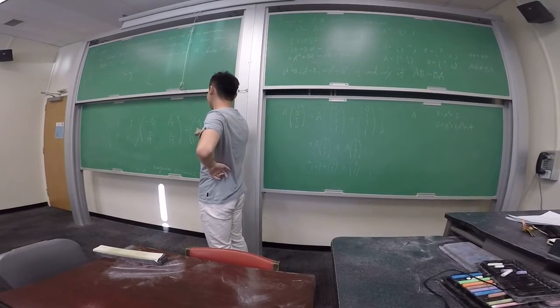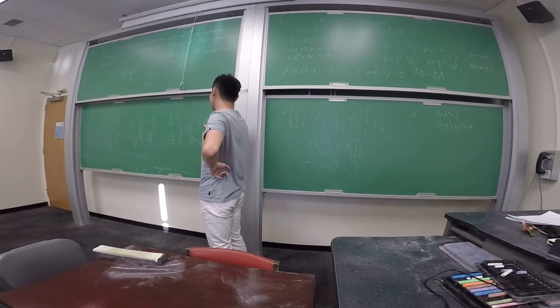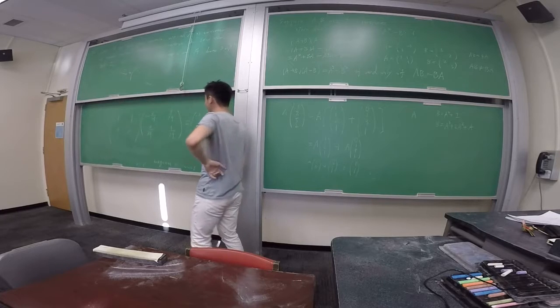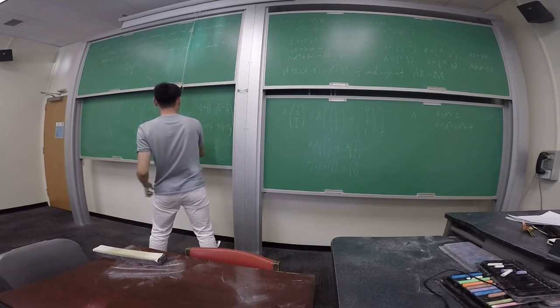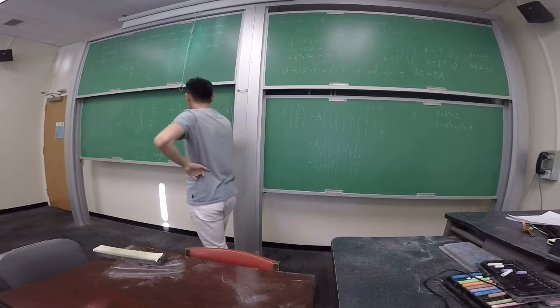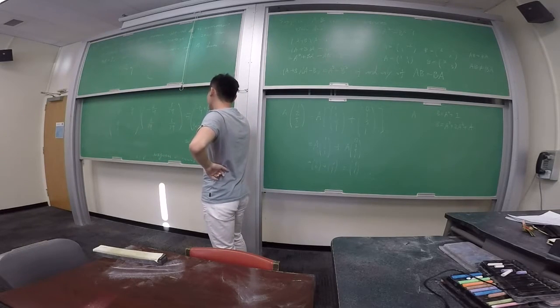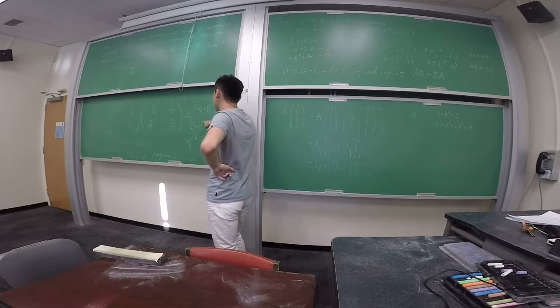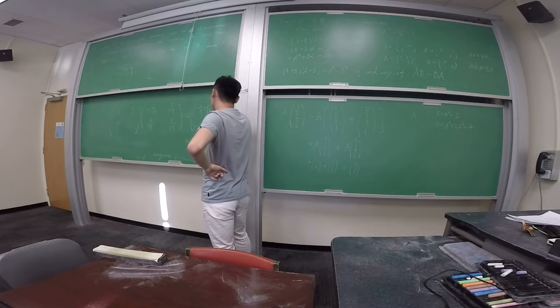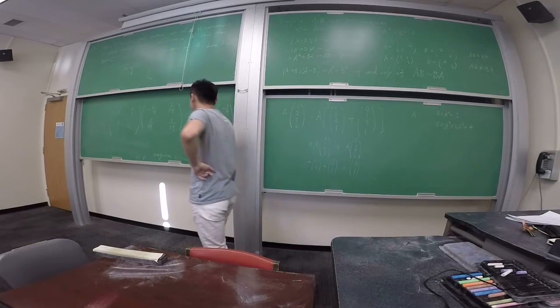So what is minus 2 over 79 plus 81 over 79? It's 81 minus 2 over 79, and 81 minus 2 is 79. 79 over 79 is 1. So the entry over here is 1. And then how about this part? 9 over 79 minus 9 over 79, so it is 0. And this part is 9 times minus 2, which is negative 18 over 79, plus 2 times 9, which is 18 over 79. So minus 18 over 79 plus 18 over 79 is 0.